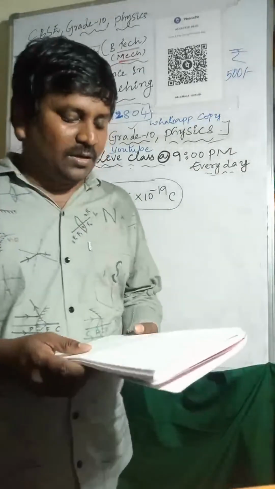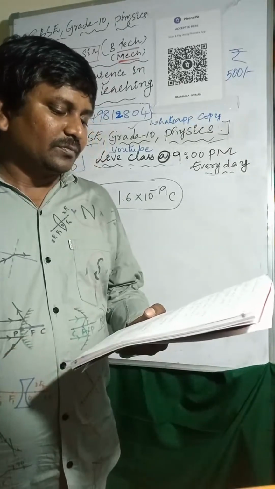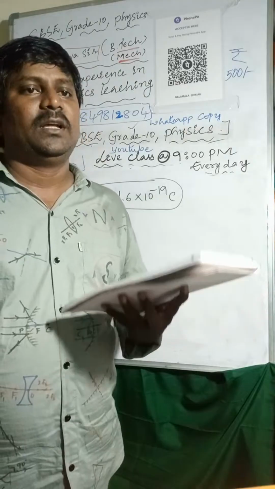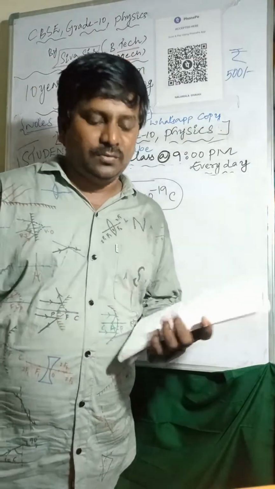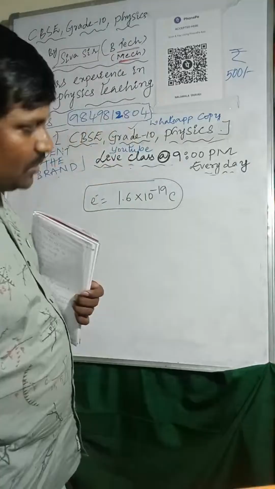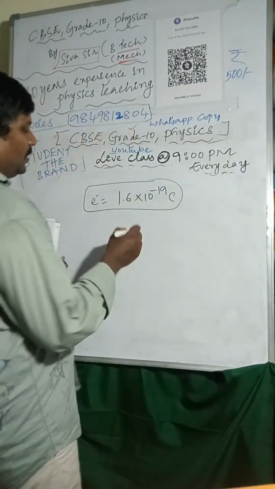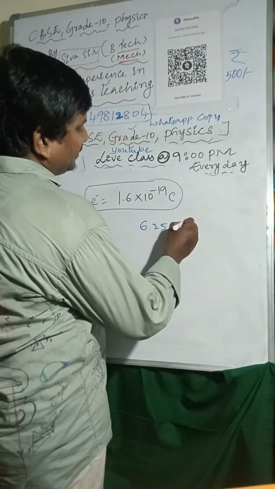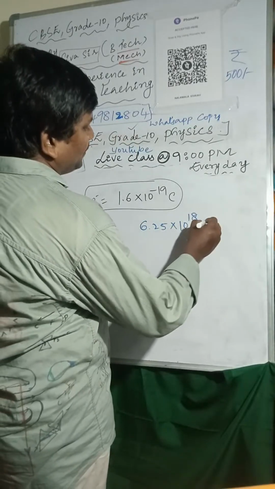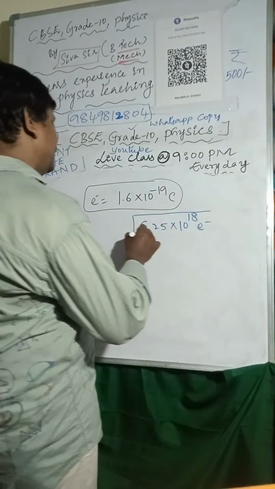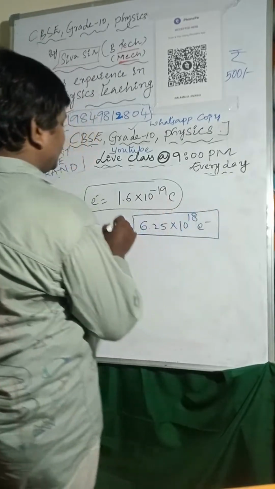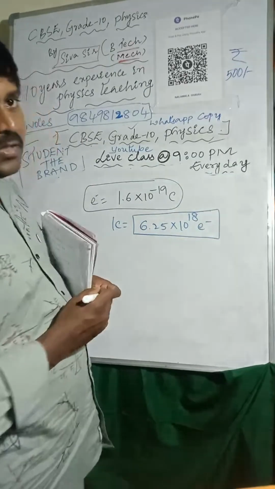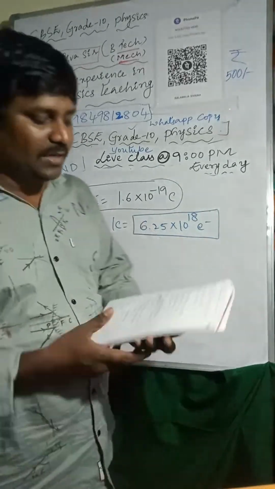And the next one, how many electrons constitute 1 coulomb of charge? In 1 coulomb of charge, there are 6.25 into 10 power 18 electrons. In 1 coulomb, this many electrons are present.